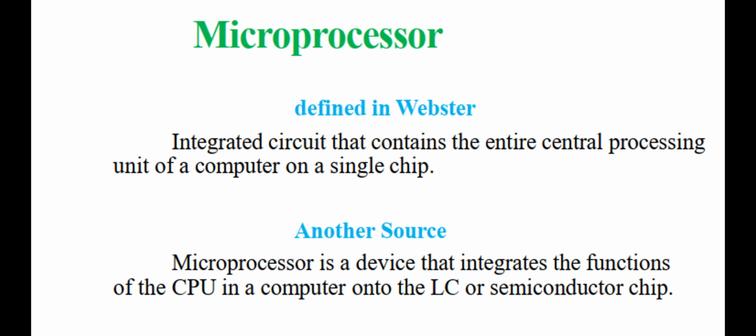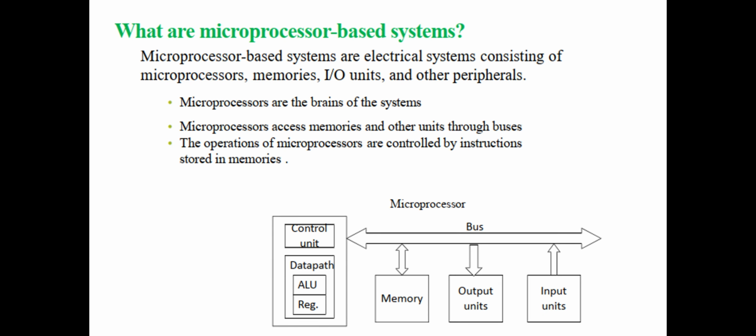Computer architecture and organization. What are microprocessor-based systems? Microprocessors are the brain of the systems. Microprocessors access memories and other units through buses. The operations of microprocessors are controlled by instructions stored in memories. Microprocessor-based systems are electrical systems consisting of microprocessors, memories, input and output units, and other peripherals: bus control unit, data path, ALU, registers.